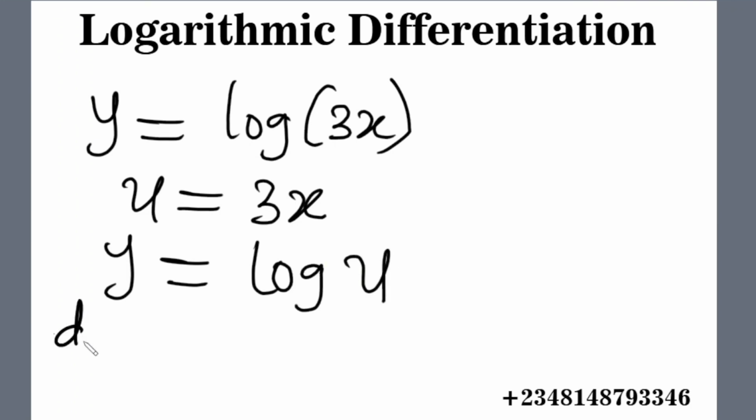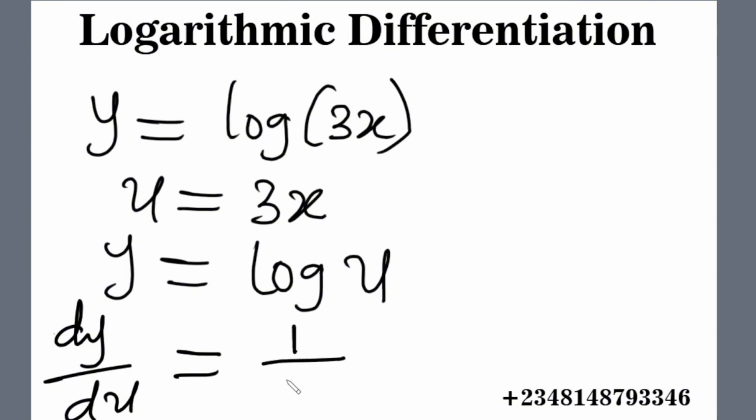Since y equals log 3x and u equals 3x, therefore y equals log u. Now, dy all over du equals, if you differentiate log u with respect to u, it would give you 1 all over u. Remember, if you differentiate log x with respect to x, it would give you 1 all over x. Therefore, if you differentiate log u with respect to u, it would give you 1 all over u.